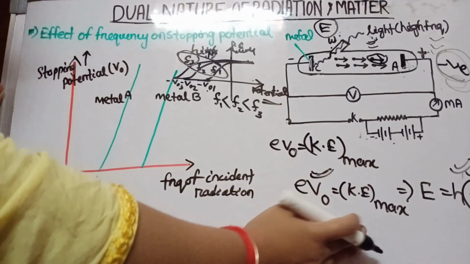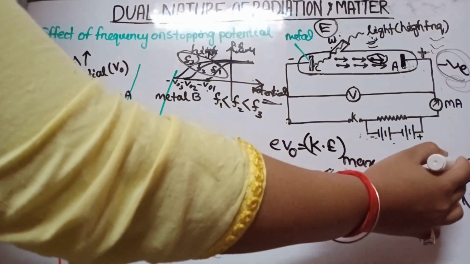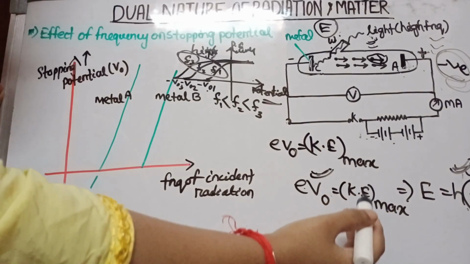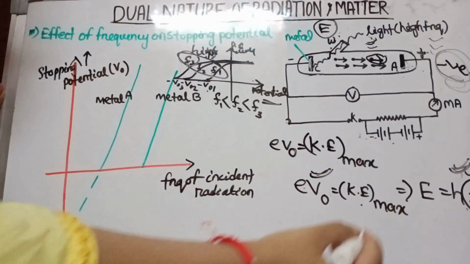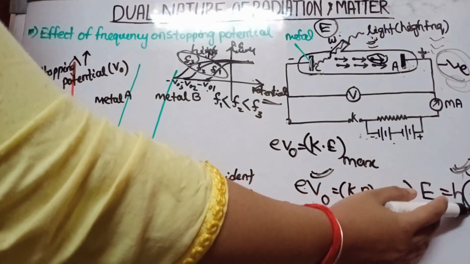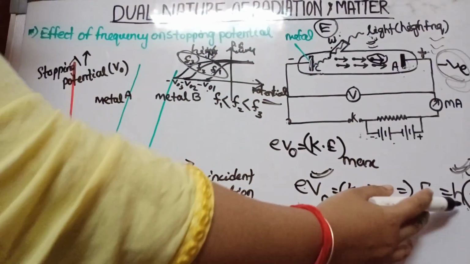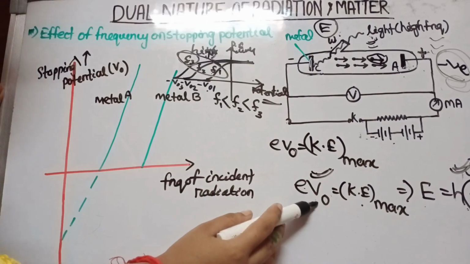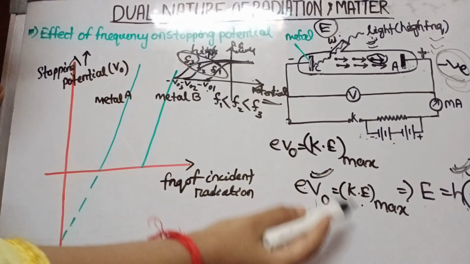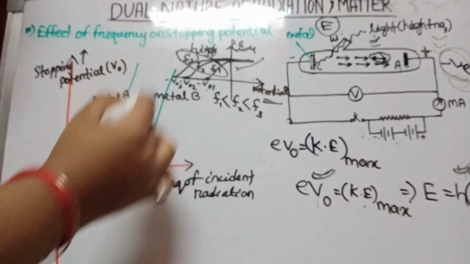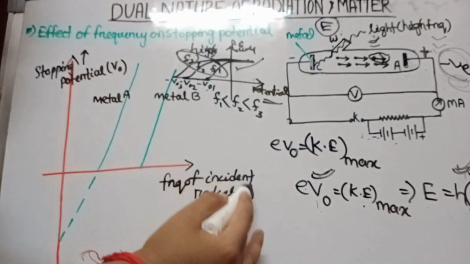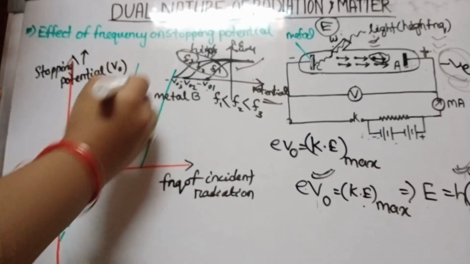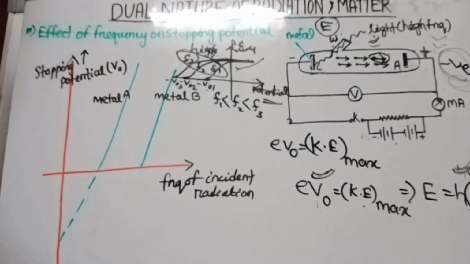This equation also indicates the same: as we increase the frequency, we know that eV0 equals the kinetic energy. That kinetic energy means the energy of the incident radiation, and E equals hf, where f is the frequency of the incident radiation. As we increase the frequency of incident radiation, the stopping potential also increases. This formula and this graph both indicate that as we increase the frequency of incident radiation, the stopping potential gradually increases. So we got a straight line.